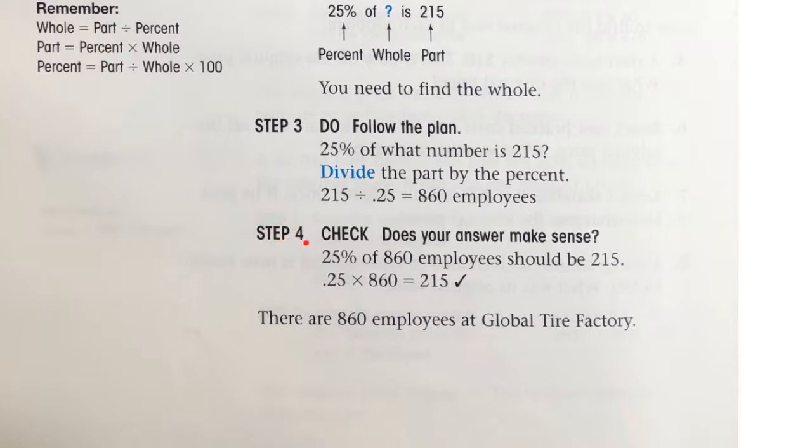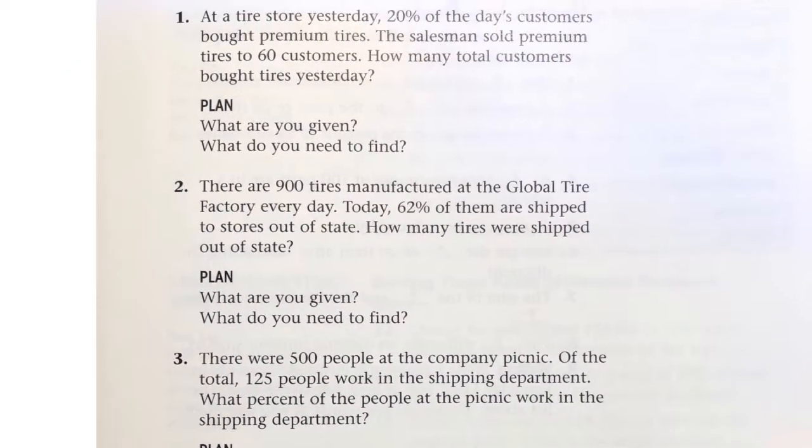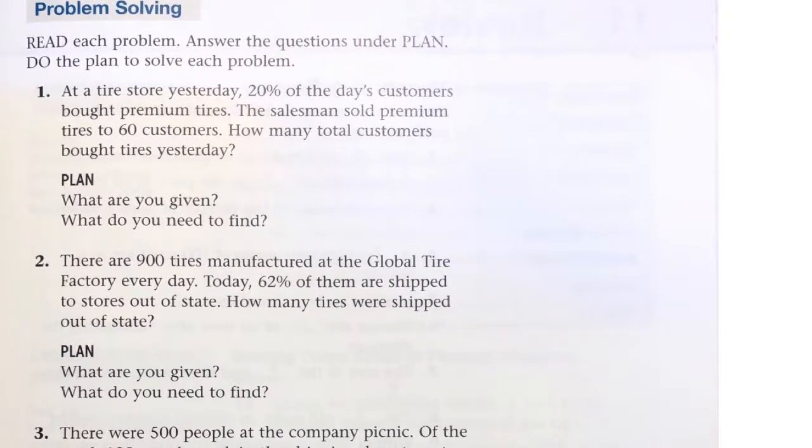Step 4 is we can check that. Does your answer make sense? 25% of 860 employees should be 215. So to double check the part, we can multiply the percent times the whole. 0.25 times the whole, 860, should equal 215. The percent times the whole equals 215. So that's good. There are 860 employees at the Global Tire Factory. So read the problem, answer the questions under plan, and then do the plan to solve the problem.